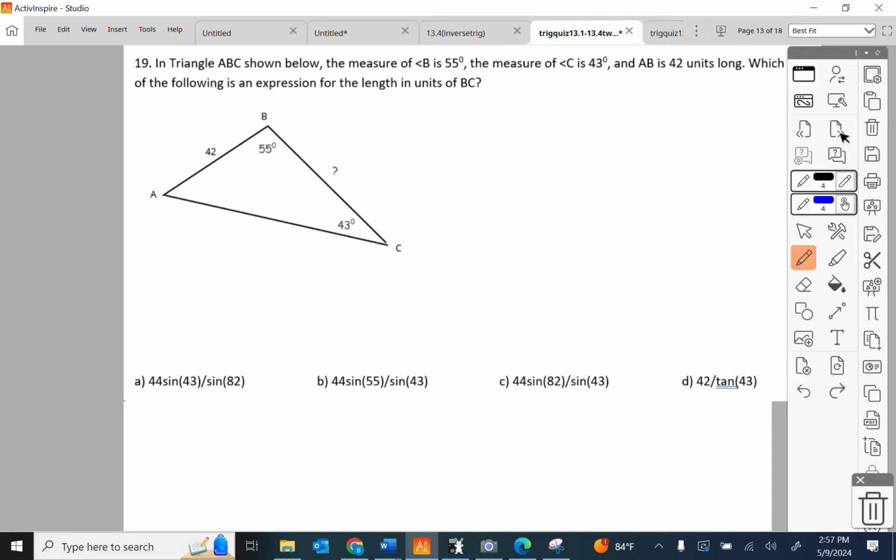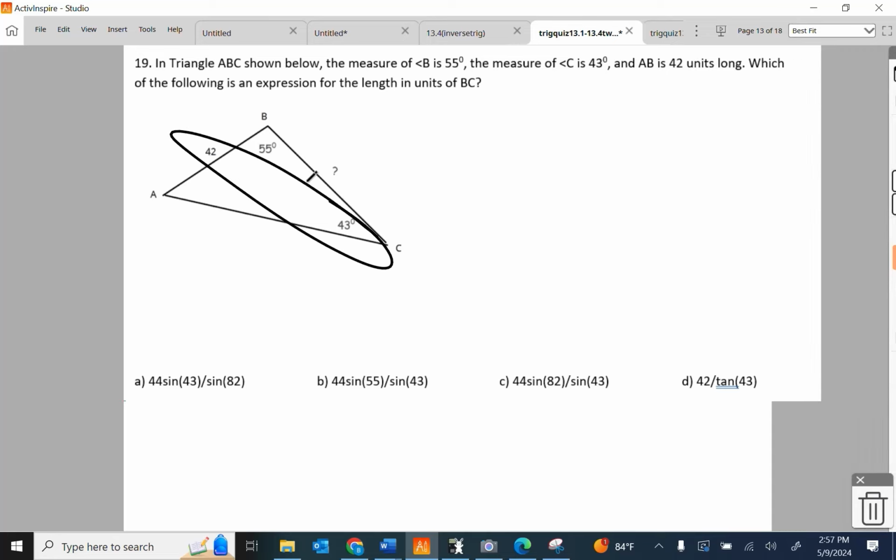This is a law of sines problem. You see that relationship right there? That's sines. This is not a right triangle. It is not SOHCAHTOA. It is law of sines or cosines. But the sine of 43 compares to 42 as, what do I want here? B to C? I want that question mark. I got to have that angle.